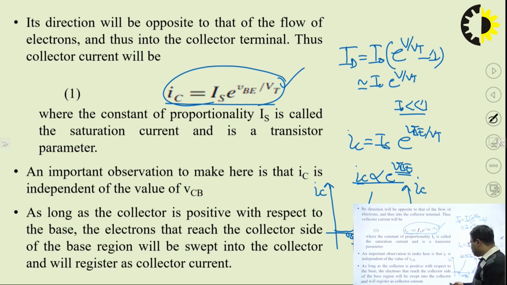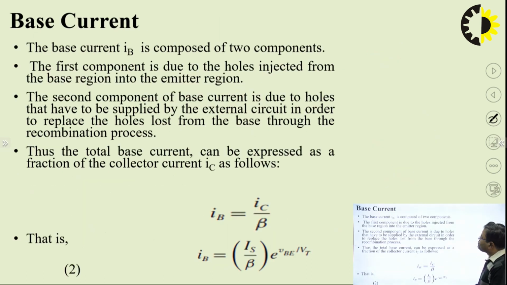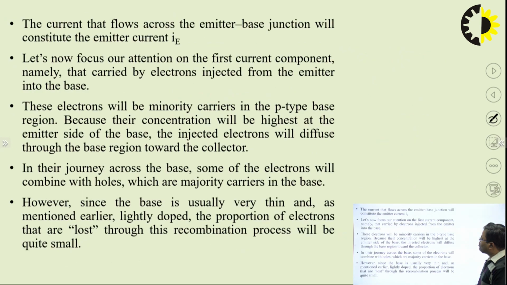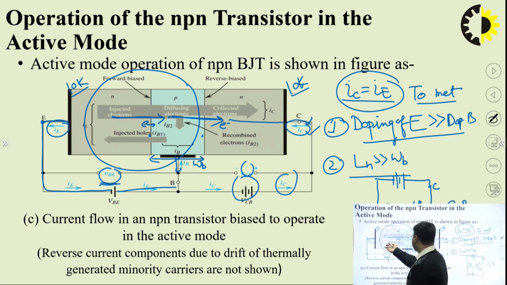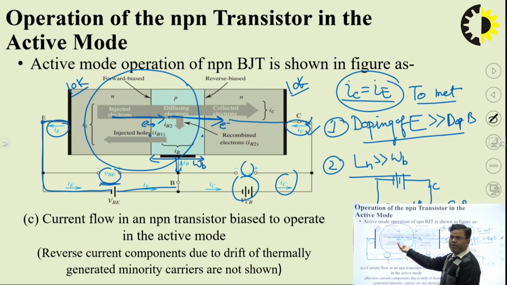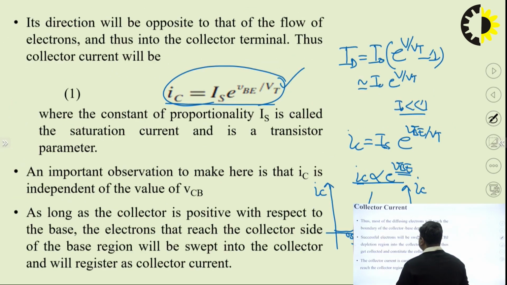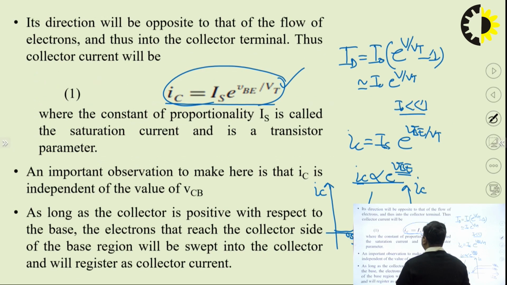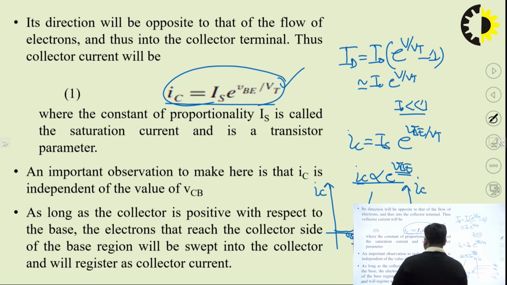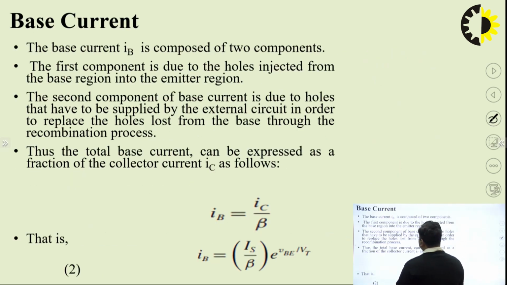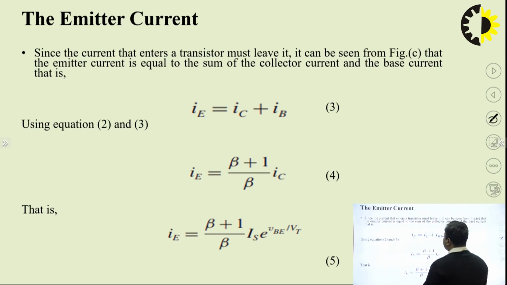So it's a very important result we have obtained. The collector current is composed of carriers emitted from the emitter and collected at the collector. This is the description of the collector current, that is IC is equal to IS e to the power VB upon VT. So now let us make some observations about the base current. What about the base current?